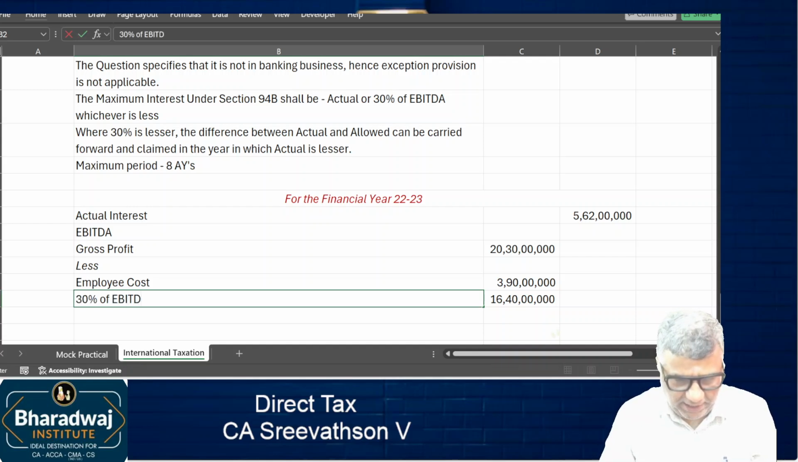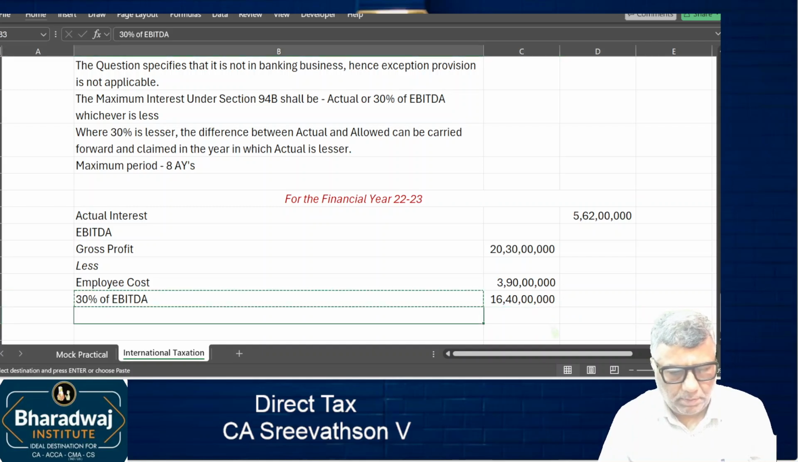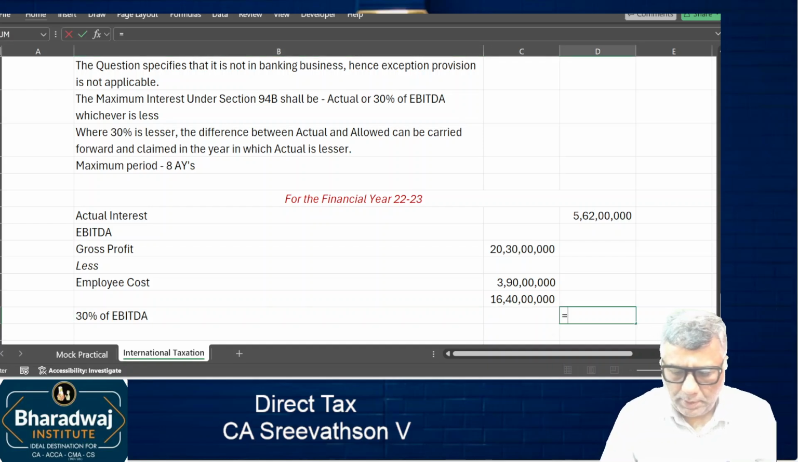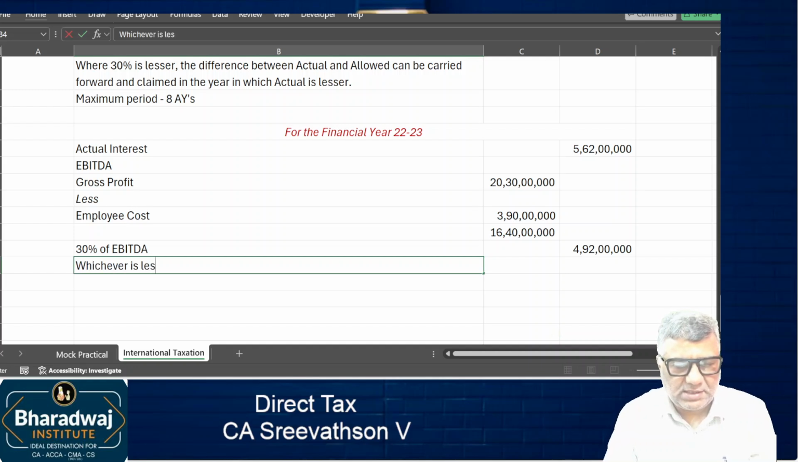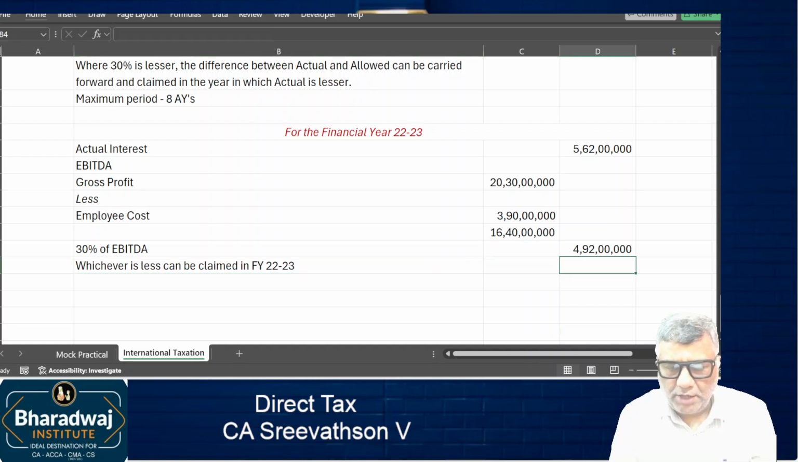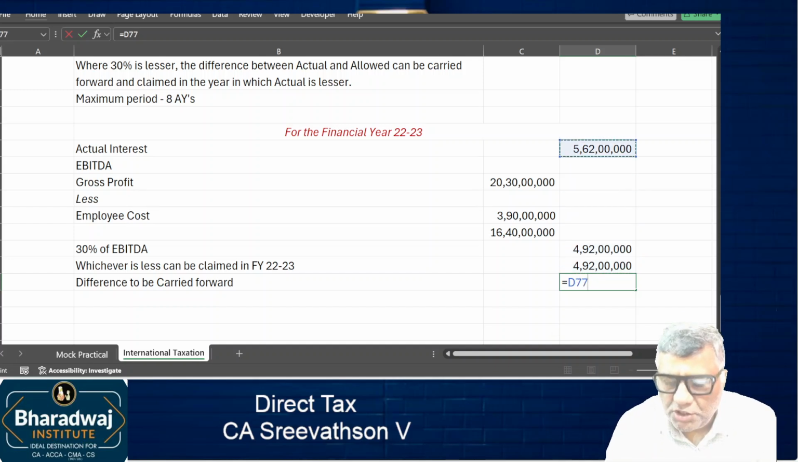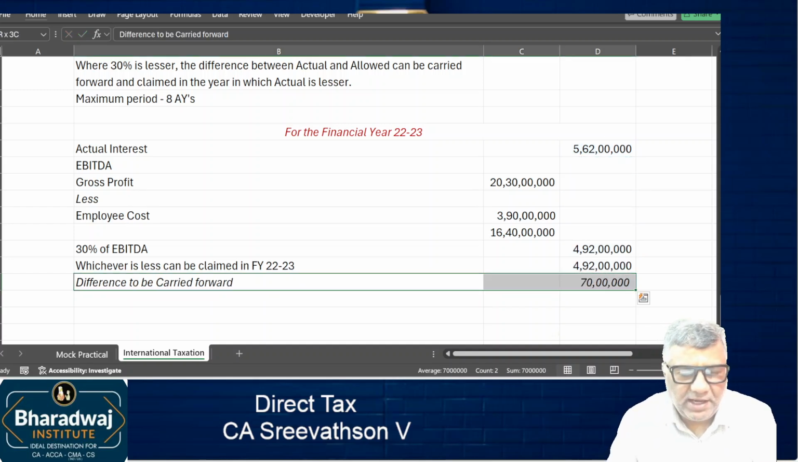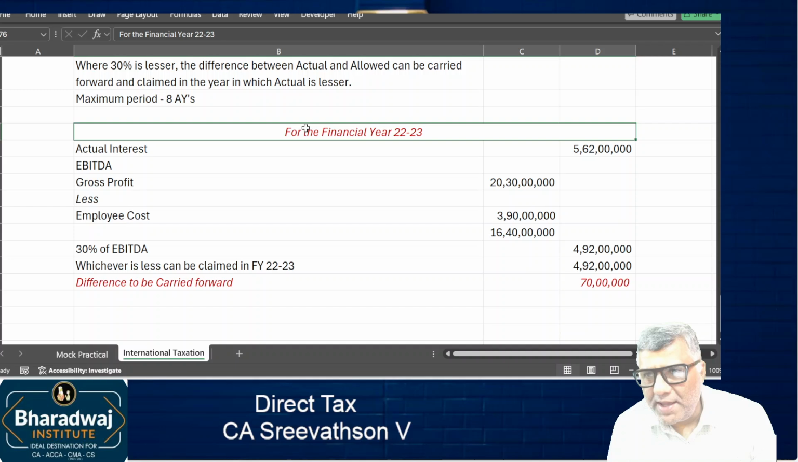30% of EBITDA. Whichever is less can be claimed in financial year 22-23. So I would claim this much, and the difference is to be carried forward. 562 minus 492, 70 lakhs. Difference to be carried forward, 70 lakhs. Is the class clear? Quick, together we work, without wasting time.